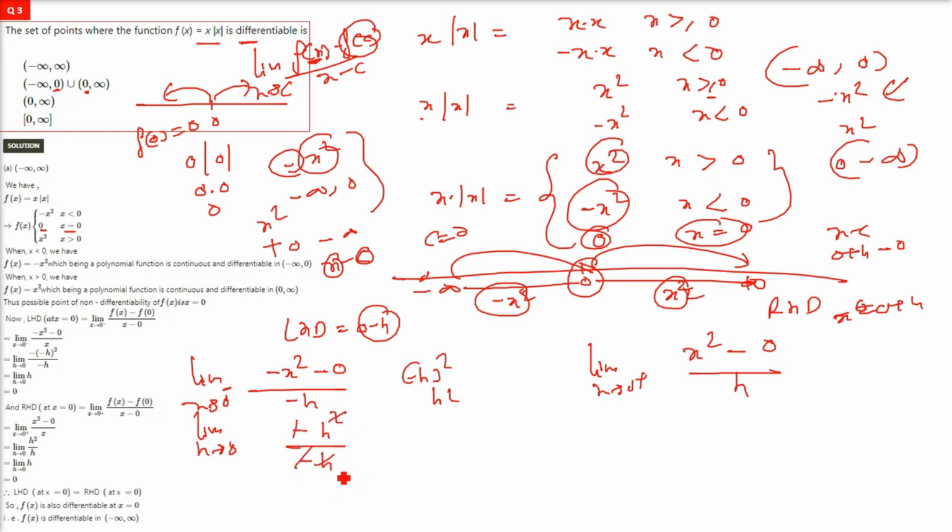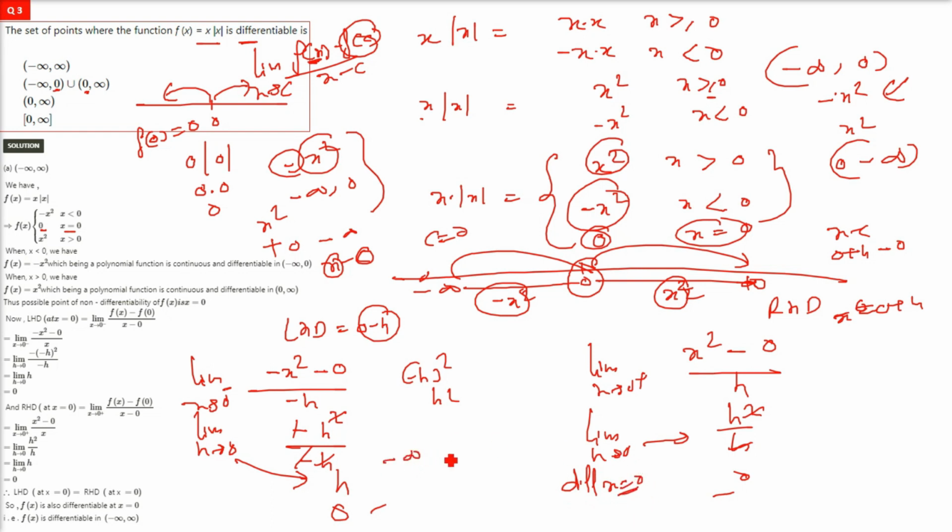Minus minus cancel, h cancel, you have an h. When you put h tends to 0, it becomes 0. Here also you have h square by h, which is h again, and limit h tends to 0. When limit h is tending to 0 or approaching 0, it is 0. So left hand derivative, right hand derivative, both are the same. It is differentiable. And from where? It is differentiable at x equal to 0.